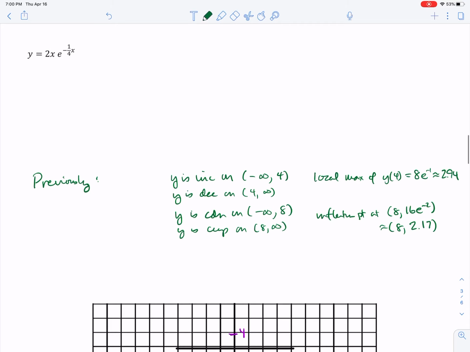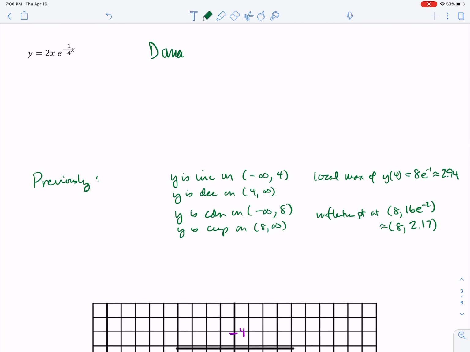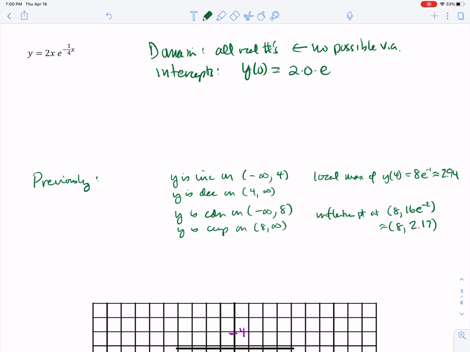So in terms of domain, all real numbers again. Exponential functions are defined everywhere, so there's no problem, no possible vertical asymptotes. In terms of intercepts, y of 0 is going to be 2 times 0 times e to the 0, but that's going to be 0. So again, this graph is going to go through the origin.